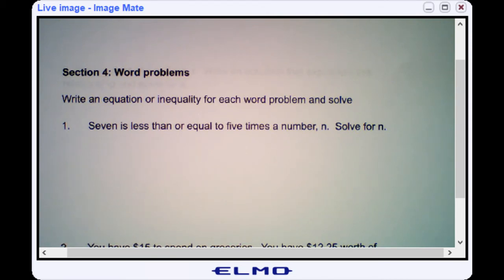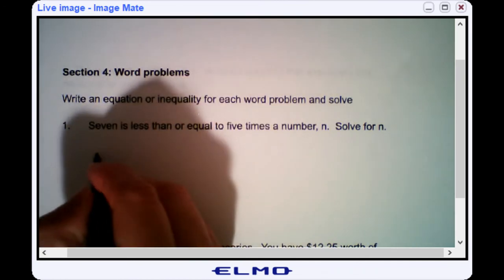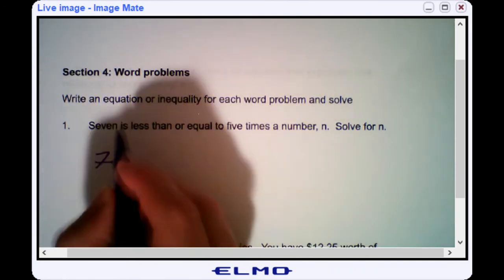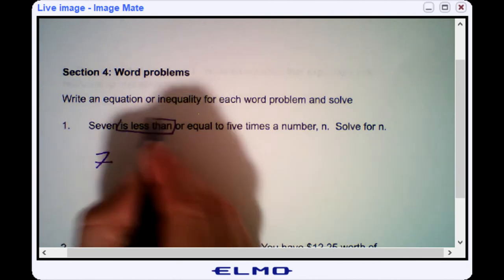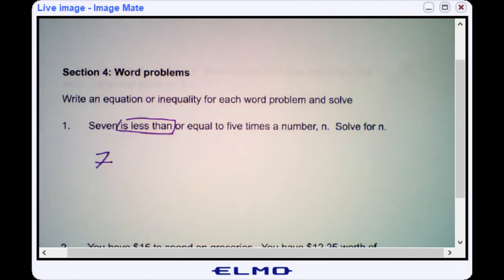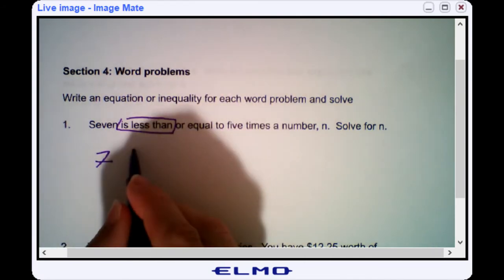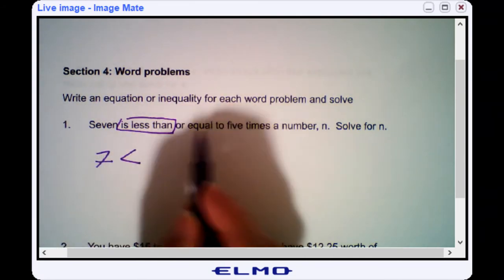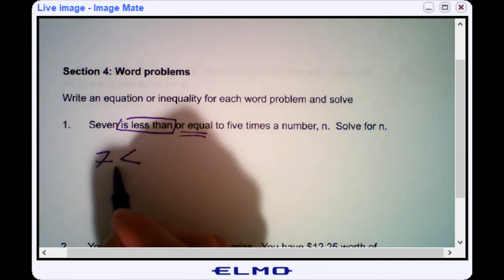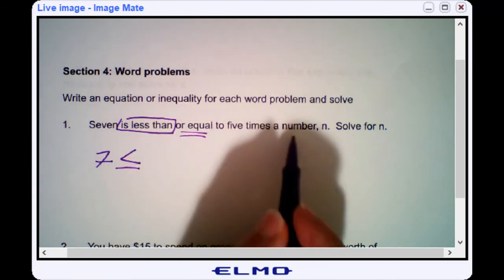The first thing I see is the word 7. So I'm going to have 7 is less than. Because of the word is, this is no longer our subtraction switch. This is now an inequality. Or equal to, so it's going to have the equal to part underneath, 5 times the number n.